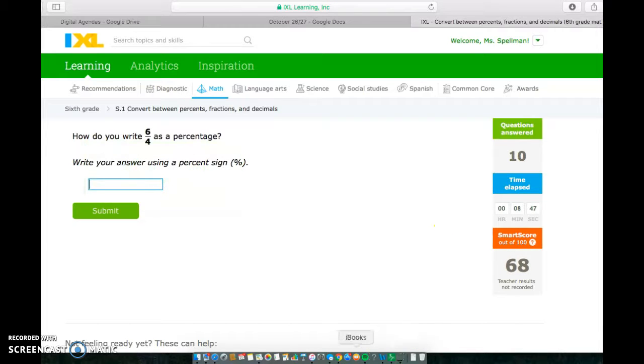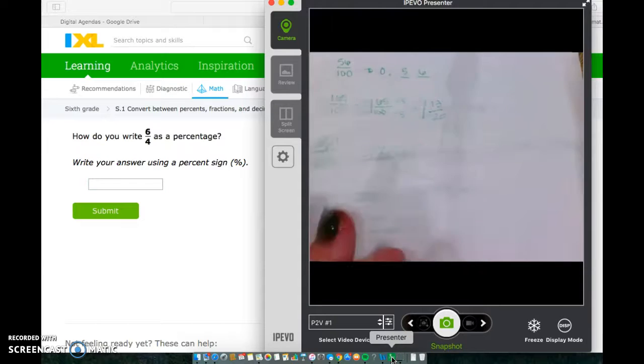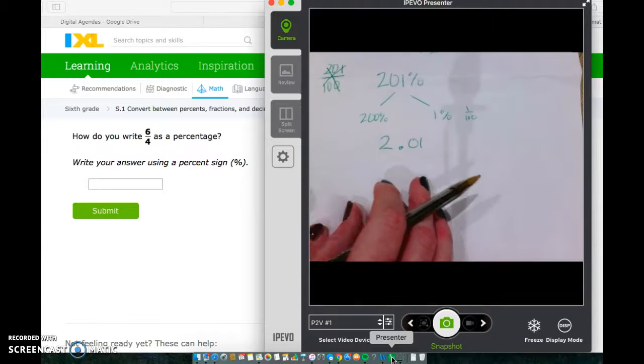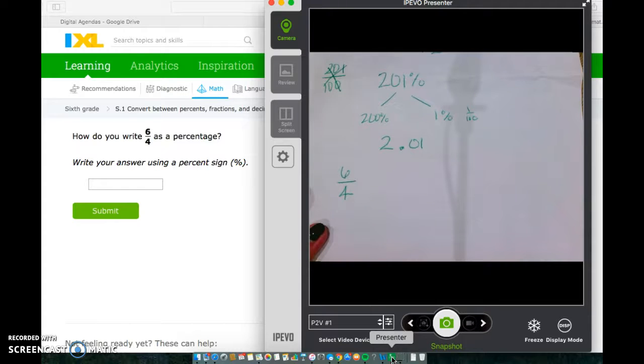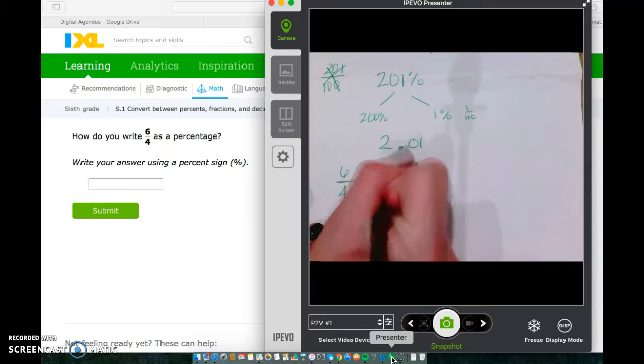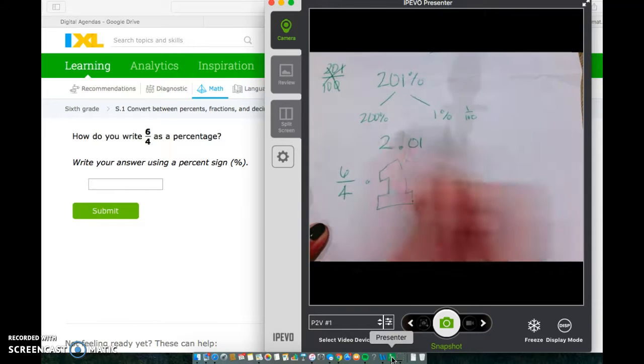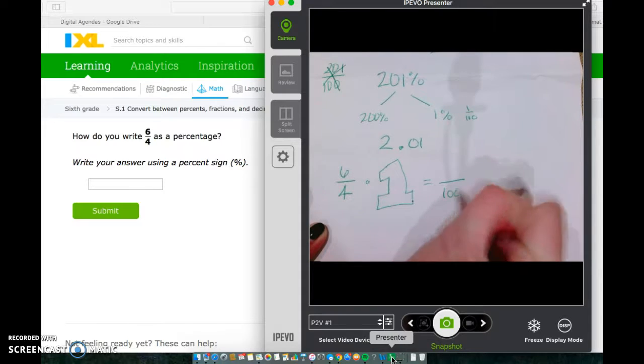6/4 as a percentage. This one's a little tricky. What I would do here is I would use a giant 1 to make this be out of 100, because I know percents are always out of 100. So let's make this a fraction out of 100 and then I'm good to go. So 4 times what is going to give me that fraction out of 100?